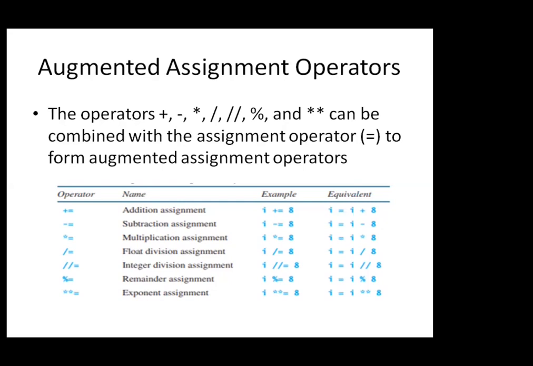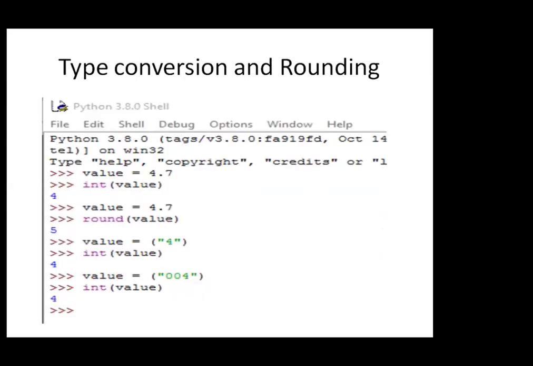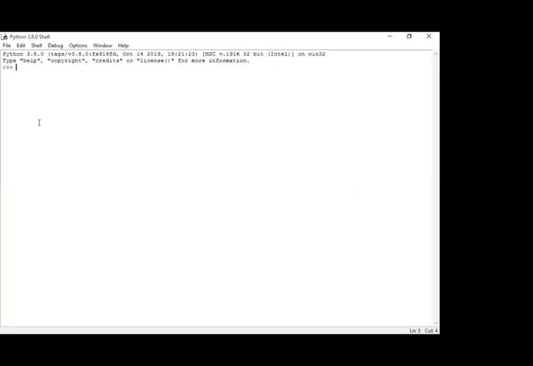Next, let's talk about type conversion. If an integer and a float are involved in a binary operation, Python automatically converts the integer into float value. This is called the type conversion. To see what the type conversion looks like, let's write some code. Let's see type conversion.